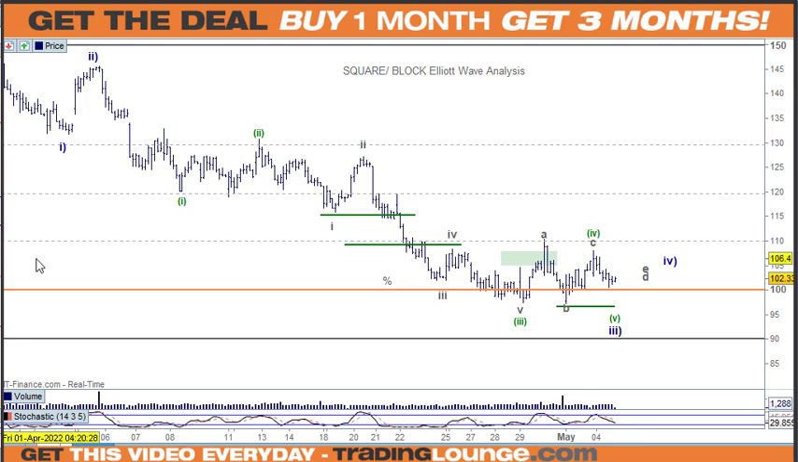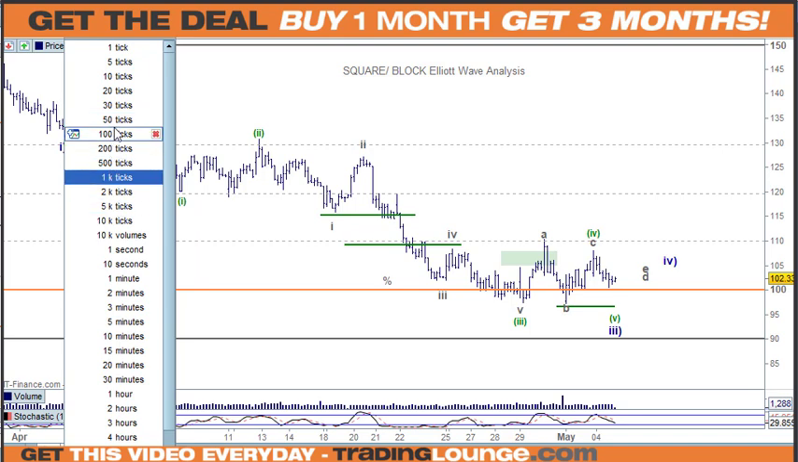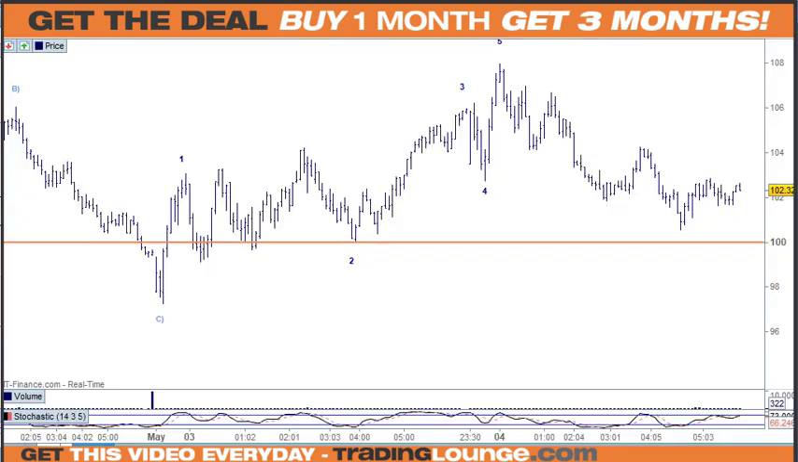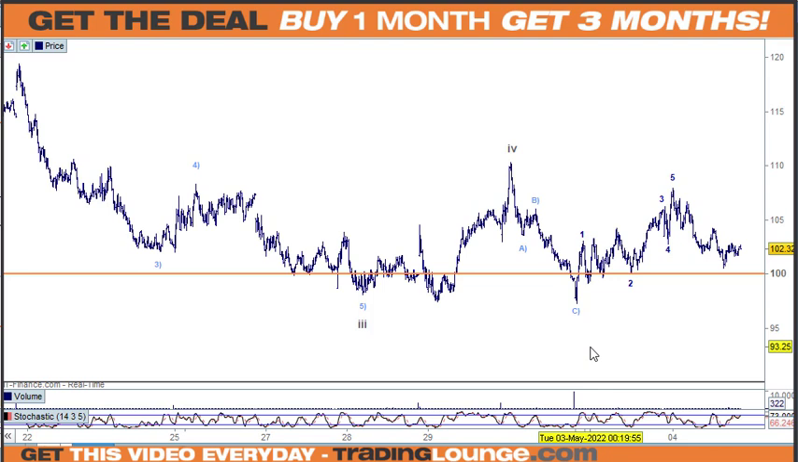Square, so no real change in Square, except that I find it a little bit difficult to call that wave C of green wave 4 up there, because it looks like it's got 3 waves to the upside. So yesterday we talked about a triangle pattern as well within all of this. I did go from 1000 ticks to 100 ticks and tried to have a bit of a look at all of this in here.